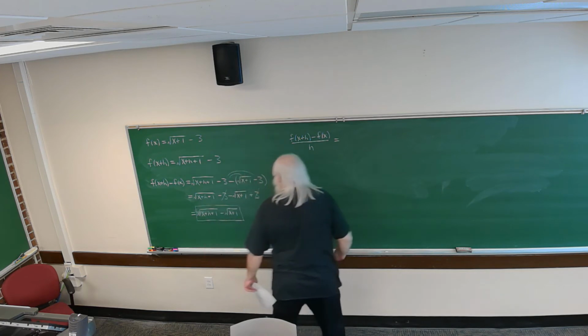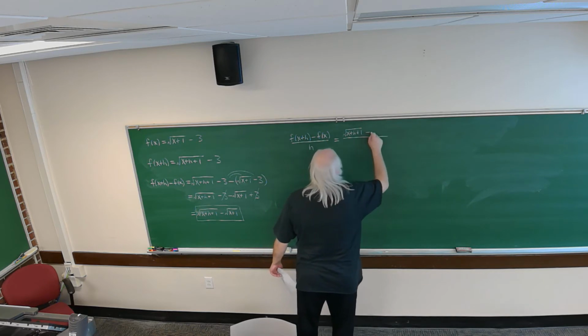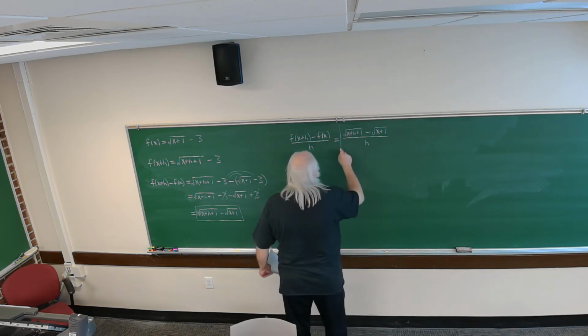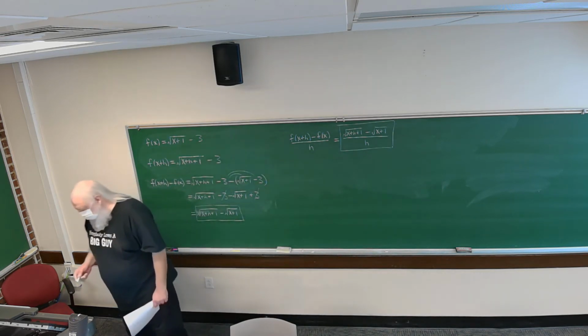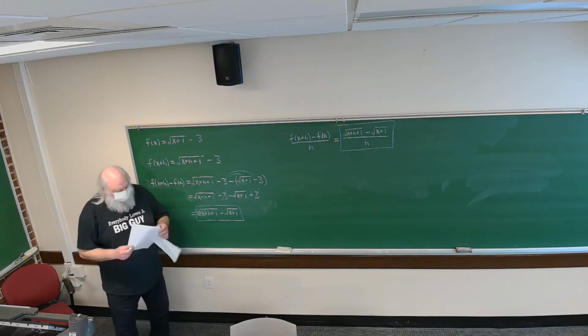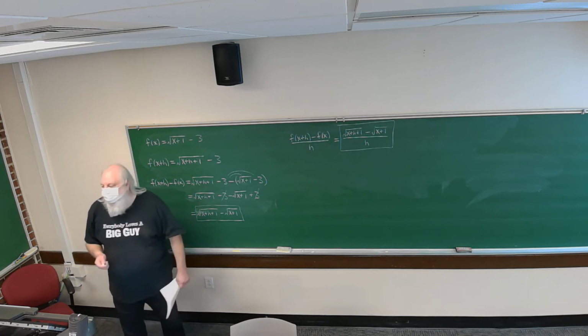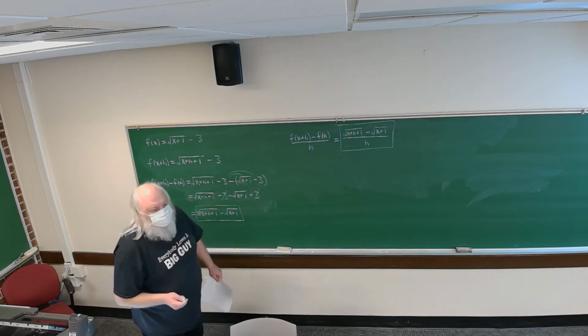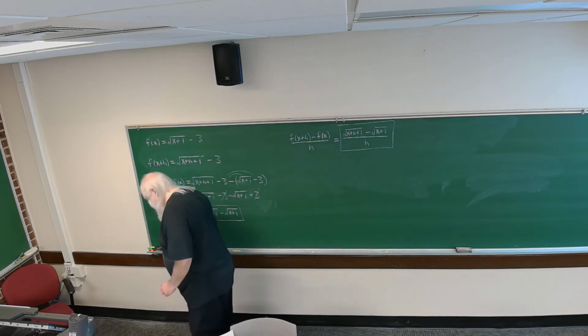So I divide both sides by h. I have in the numerator the square root of x plus h plus 1 minus the square root of x plus 1, divided by h. And I didn't go beyond that. Okay? Any questions on that, ladies and gentlemen? Okay? So flip over your page to example 3.